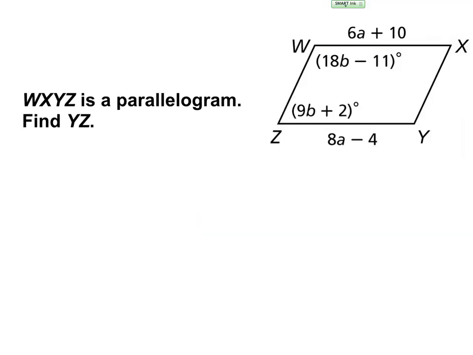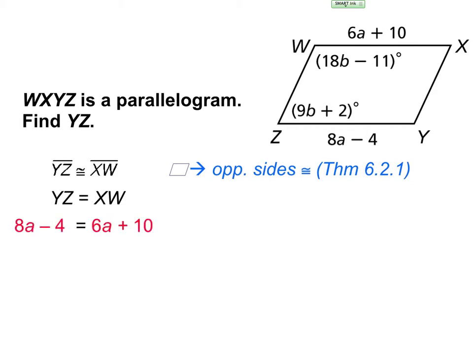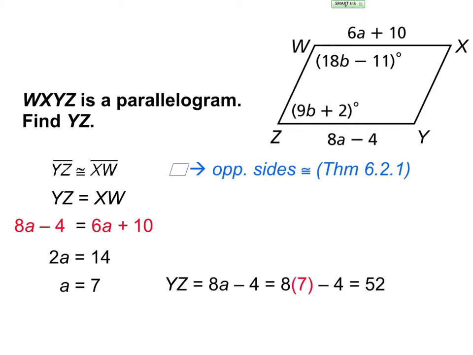Alright, a little bit more algebra. If you feel like this would be one you want in your notes, it should be 7, and substitute back. Alright, the work on this one, you set the 6a plus 10 and the 8a minus 4 equal to each other. A is 7, and then substituting back in, 8 times 7 minus 4 should be 52. Question? So we were using the fact that opposite sides have to be congruent.